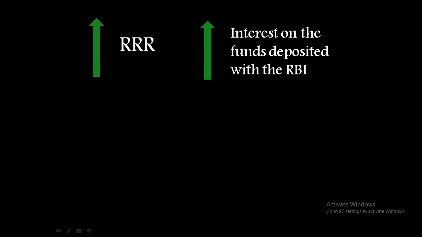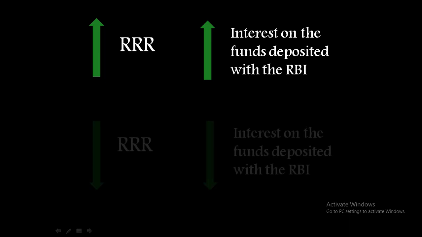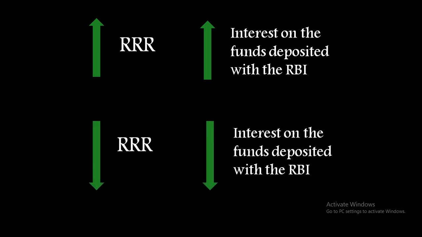Thus, they prefer to keep surplus funds with the RBI instead of letting it out in the market. RBI does increase the reverse repo rate to cut out excessive liquidity in the banking system. And when RBI decreases the reverse repo rate, it infuses liquidity in the banking system. With the decrease in RRR, banks will earn less on their excess money deposited with the RBI and therefore will prefer to lend that money out in the market.